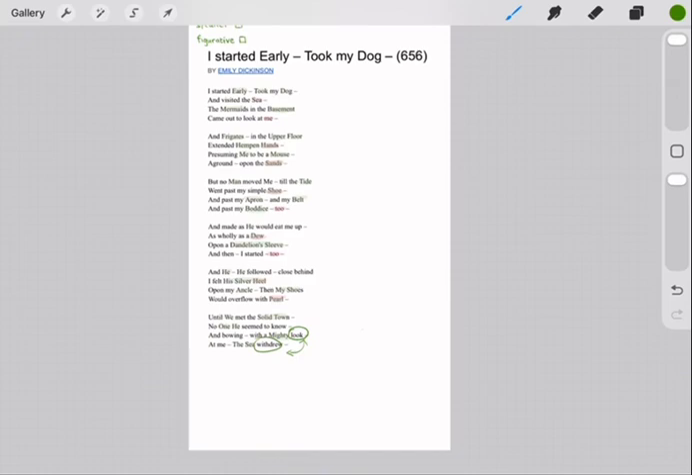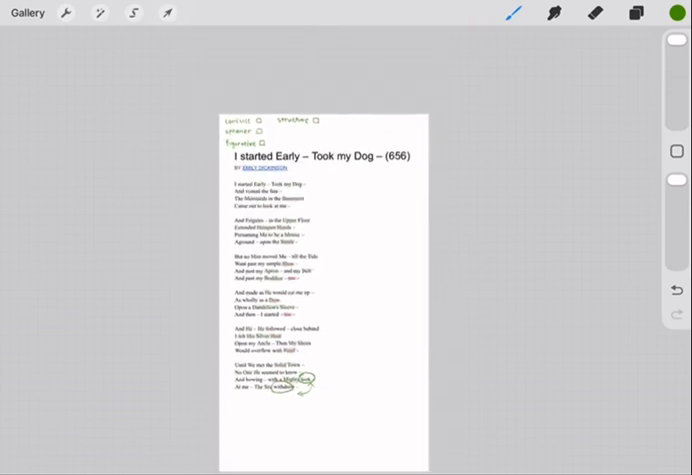Today I'm going to start analyzing the poem "I Started Early, Took My Dog" by Emily Dickinson. Overall you can see it's very organized, with 4 lines in a stanza and 6 stanzas in total. It's a lyric poem too.